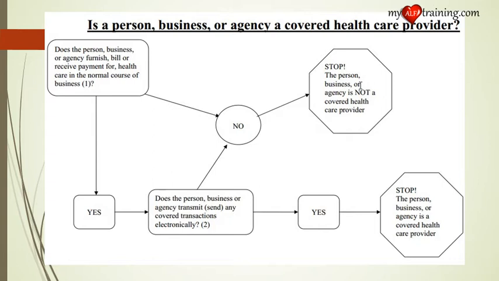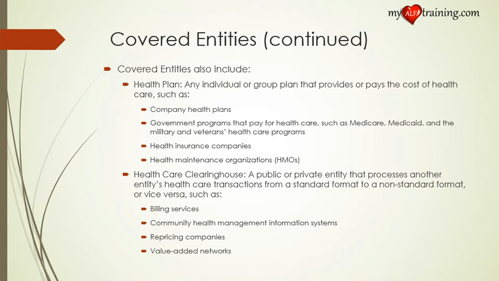The first question is, does the person, business, or agency submit electronic claims for healthcare? In doing so, your facility could be considered a covered entity. If the answer is yes, you move down to the yes box and then move over. It says, does the person, business, or agency transmit any covered transactions electronically? If the answer is no, then you move on and you are not a covered entity. If the answer was yes, then you could be considered a covered entity.